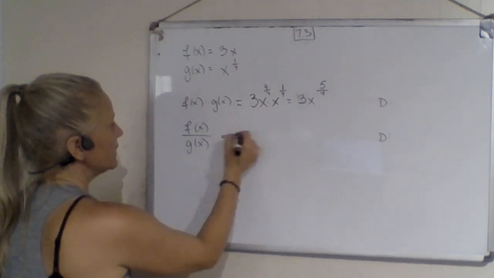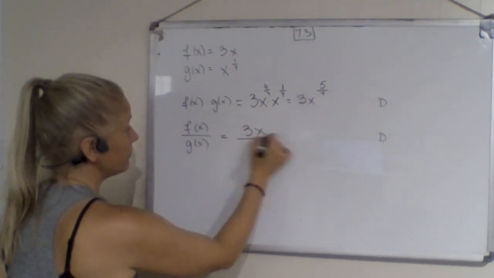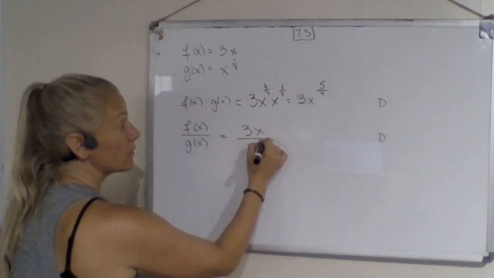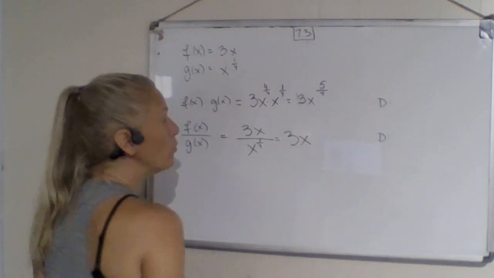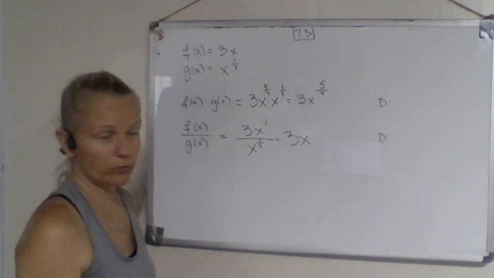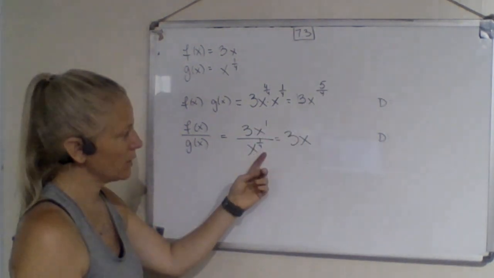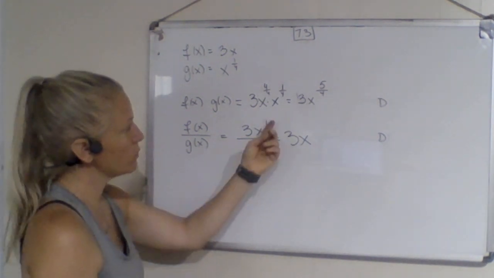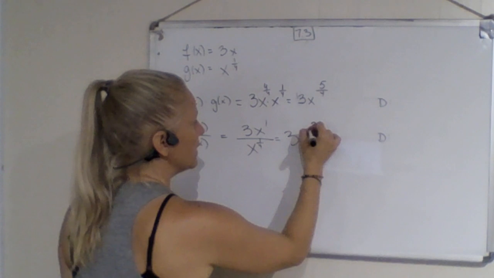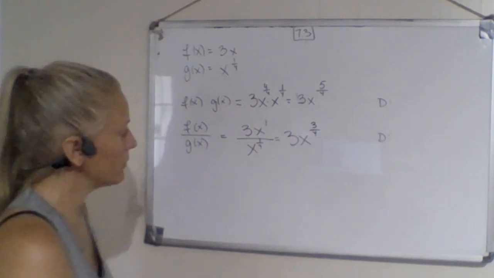When we do the division, this becomes 3x over x to 1/4, or 3x to 1 minus 1/4, right? I have x to first power over x to 1/4. The rule of division for exponents, it's 1 minus 1/4, 3/4, right? That's what we get in here.